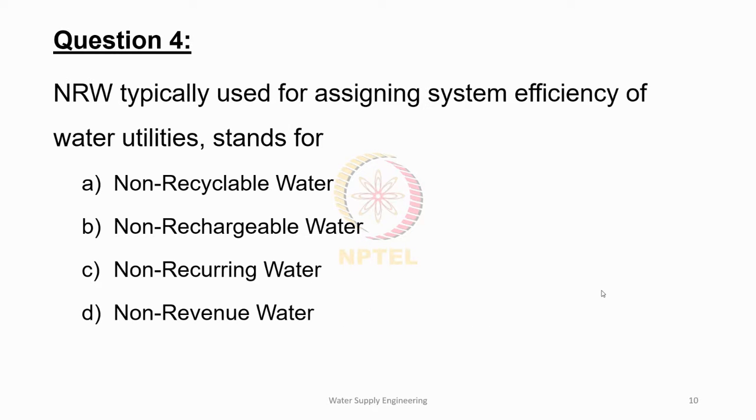Moving on to the next question. Question number 4. NRW, typically used for assessing system efficiency of water utilities, stands for: option A, non recyclable water; option B, non rechargeable water; option C, non recurring water; option D, non revenue water. Among these options, what does NRW actually stand for?